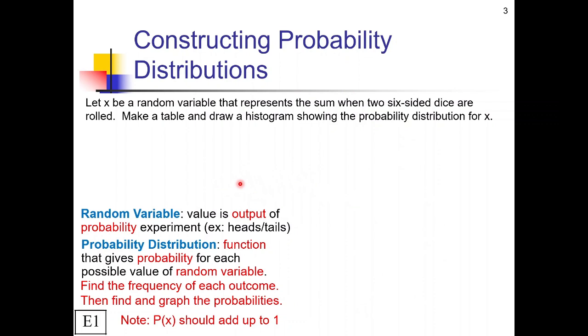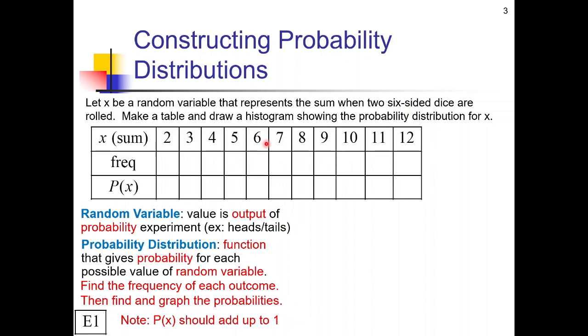So my table representing all the different possible sums, if I'm rolling two dice, I can't get a 1 because each die has a minimum value of 1, but I could get at least a 2. And then I can get all the numbers up through 12. That would be a 6 and a 6. So here is my little table that I'm putting together: 2 through 12 for the x, that's the variable here, giving me the sum that I'm looking for. And now here are my frequencies and probabilities.